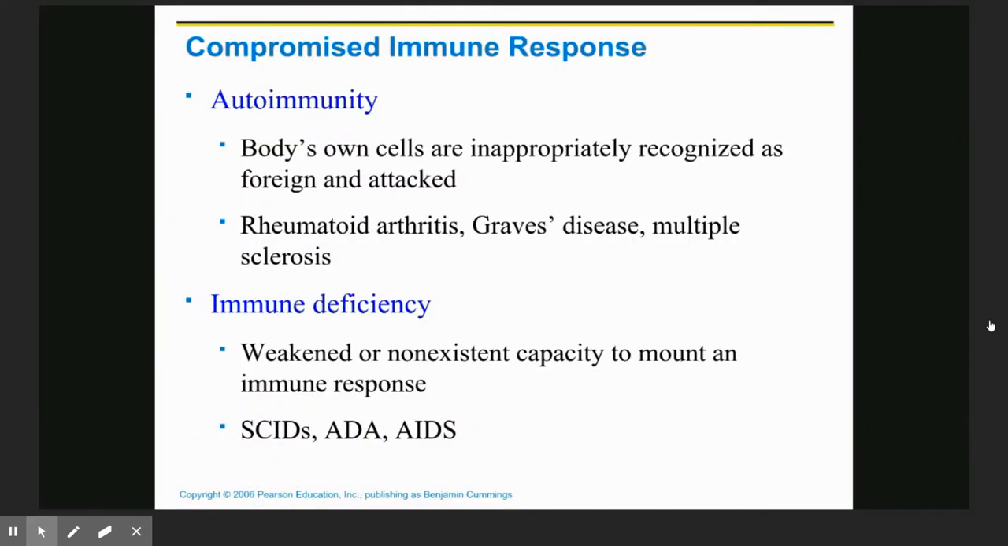Any questions about the different types of allergies?